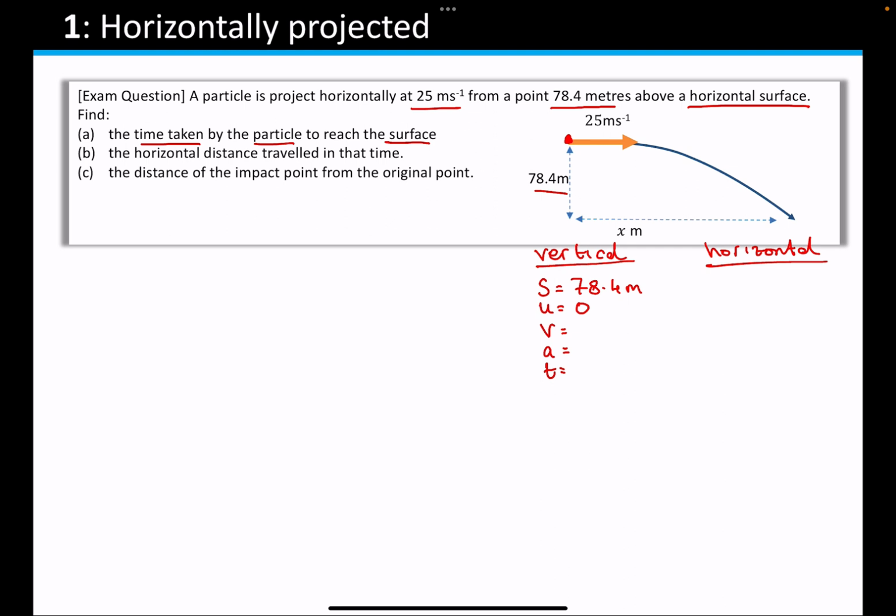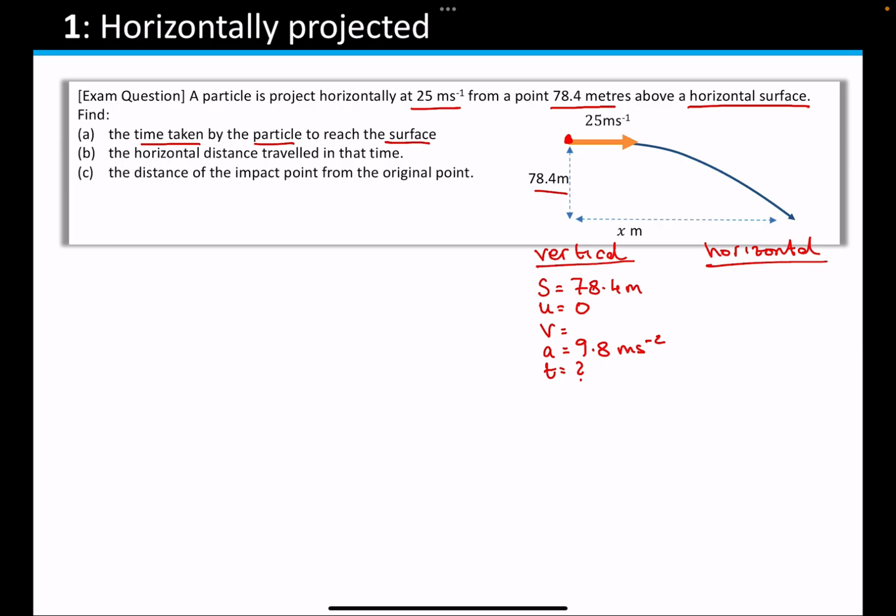And what's my acceleration? In this case, the acceleration is due to gravity, which is 9.8 meters per second squared. And what's my time? The time taken is what I'm trying to work out. So I'm not really sure what that is at the moment. But that's everything that we know.